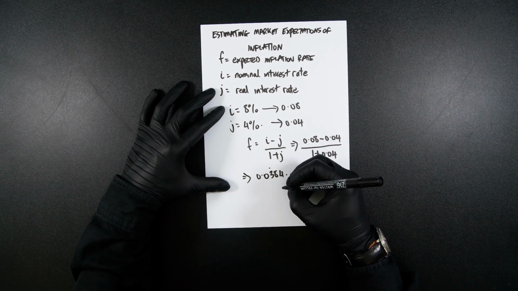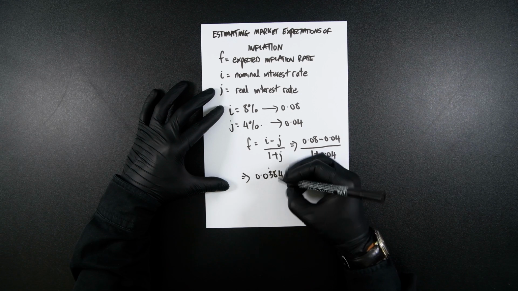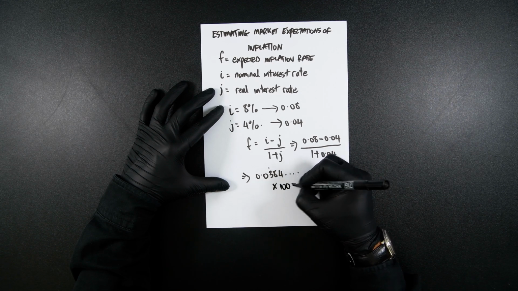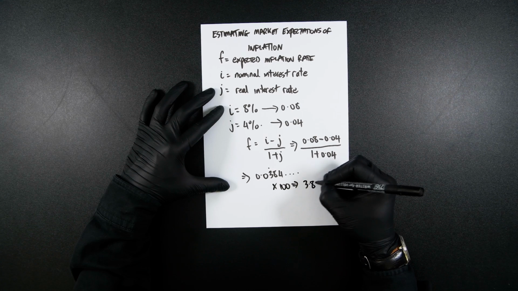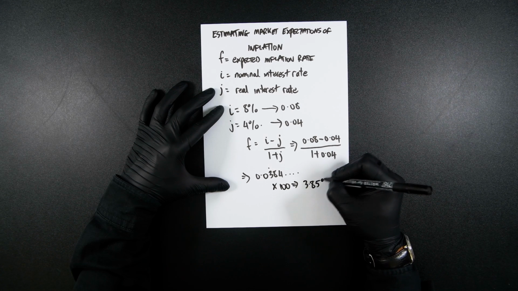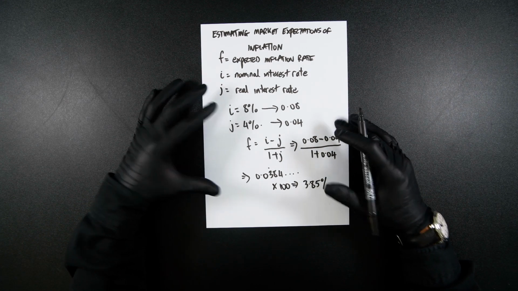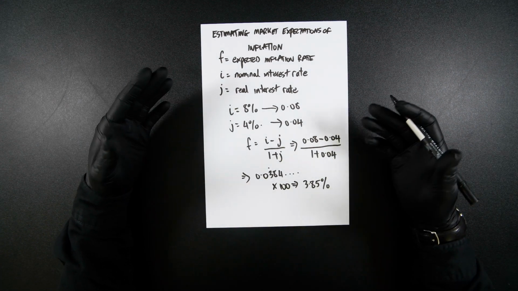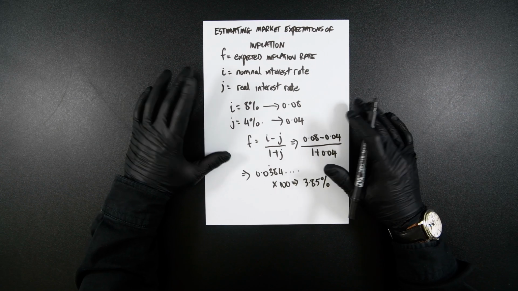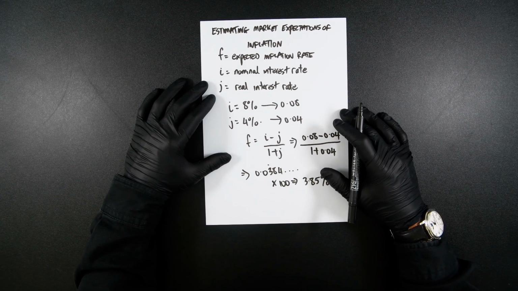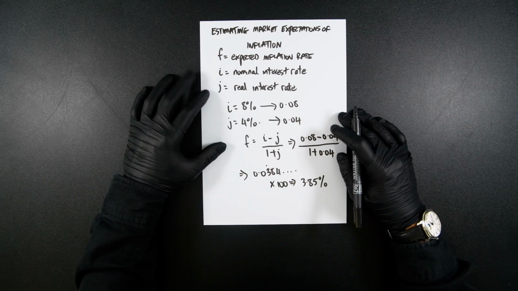If you want to turn this into a percentage, we multiply it by 100, so it's going to be 3.85%. So that's the prediction on what the inflation rate is going to be, and as of the time of this recording, that's pretty accurate as to what the UK government has said is the current inflation rate in the United Kingdom.